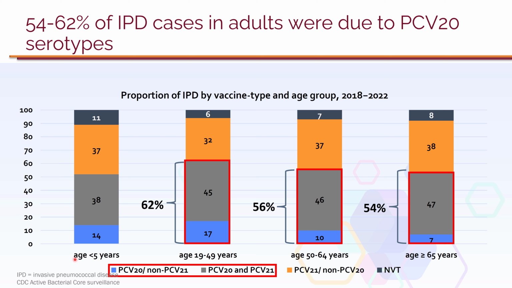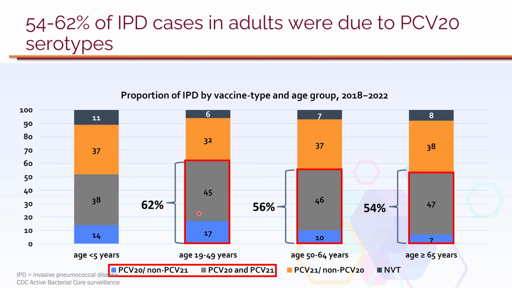So when you see in this, we're looking at different age groups. So we're looking at what percentage of invasive pneumococcal disease is due to specific serotypes. And the blue is what's included in PCV 20 but not in PCV 21, whereas the gray is common in both PCV 20 and PCV 21, and then orange is included in PCV 21 new and is not in PCV 20.